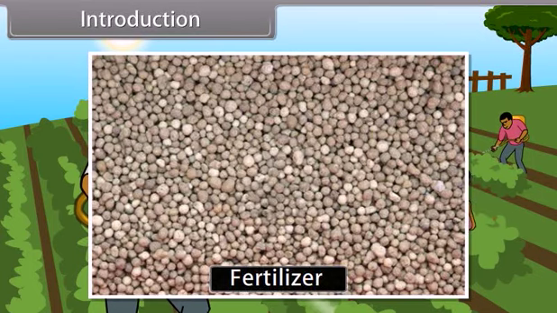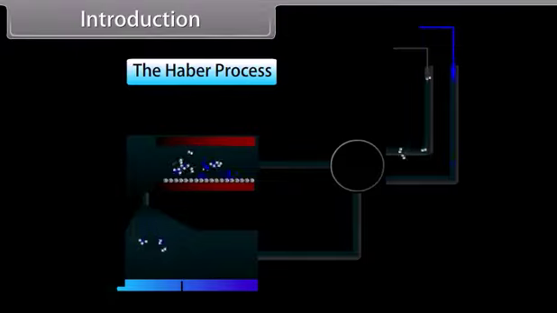To meet the high demand of ammonia, it is manufactured on a large scale by Haber's process. The Haber's process combines nitrogen with hydrogen into ammonia. Nitrogen is an important element in the P block of the periodic table. So students, today we'll study the P block elements.